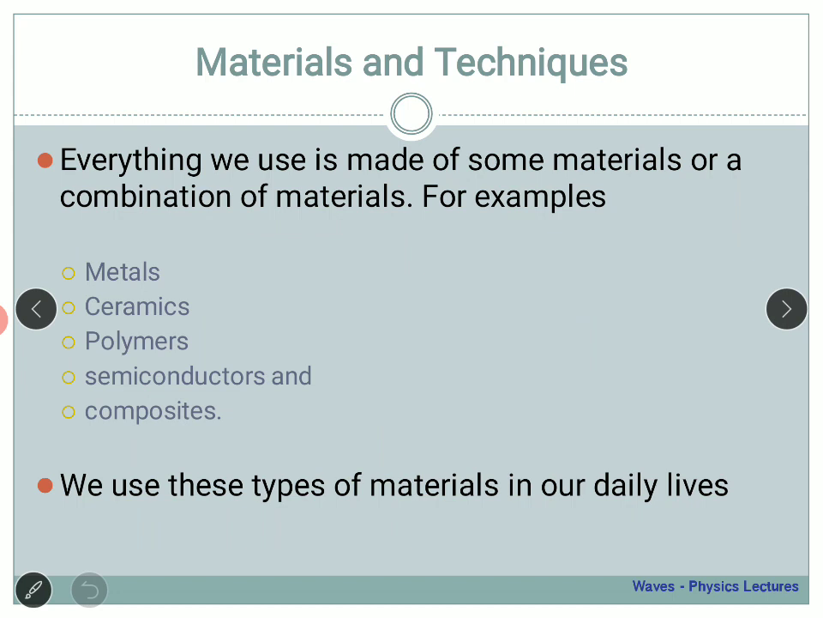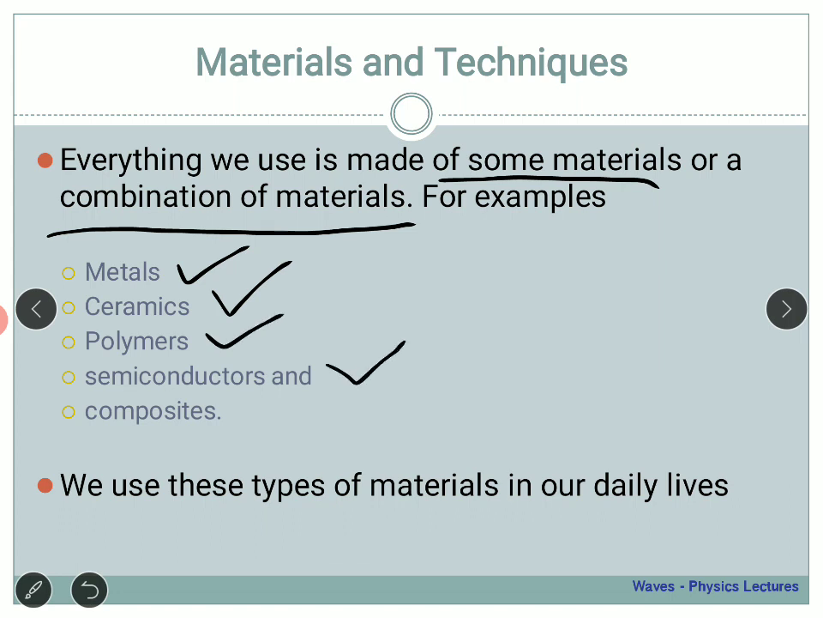So what are the materials and techniques? Everything we are actually using around us is made up of some kind of material, right? Or basically a combination of materials. And these materials might be a metal, a ceramic, a polymer, a semiconductor, or a composite of all of them, or just two of them, or certain particular components.